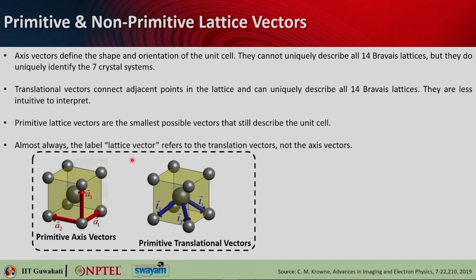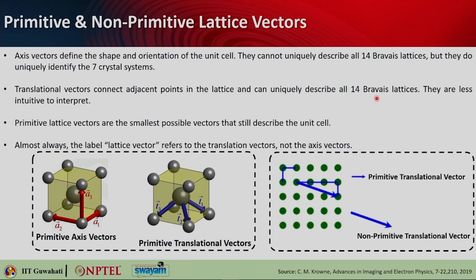So almost always the lattice vectors refer to translational vectors. When we say lattice vectors, we basically mean these vectors which are able to uniquely describe the 14 Bravais lattices. So always remember, lattice vectors have to uniquely describe the lattices, that is why we go for translational vectors. Now this one is a primitive translational vector, this one and this one.